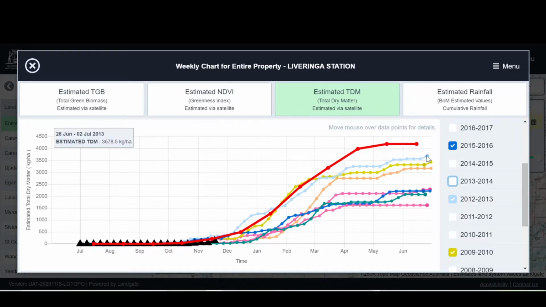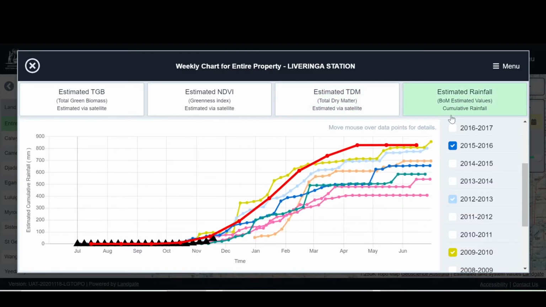So we've got 2013, 2010, 2004, 2005, 2016, 2020, and 2019. So let's now go to the rainfall for these same years.